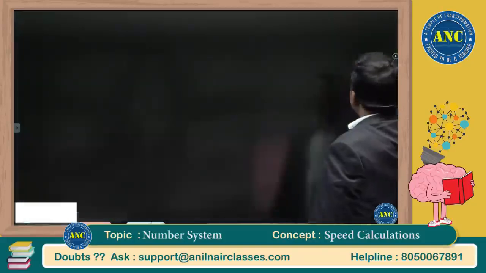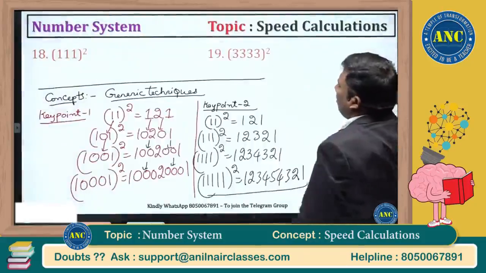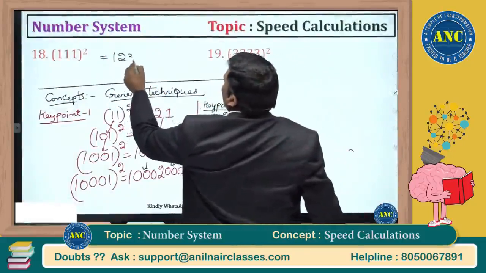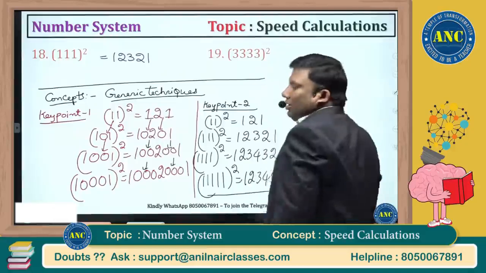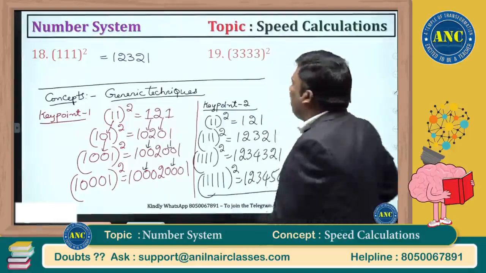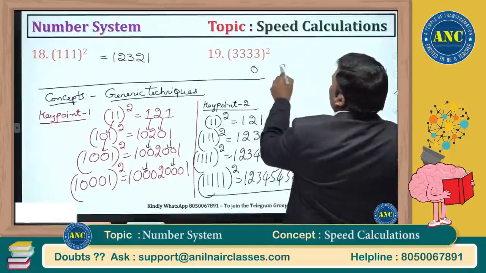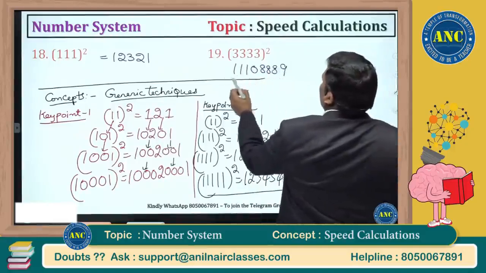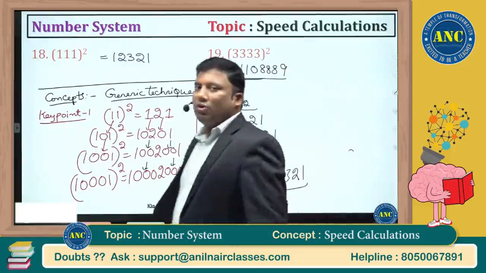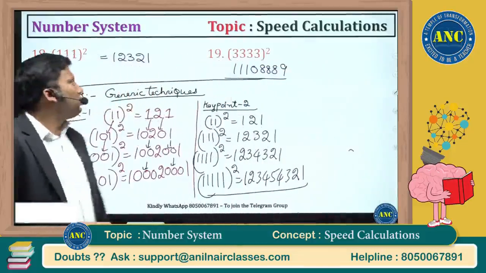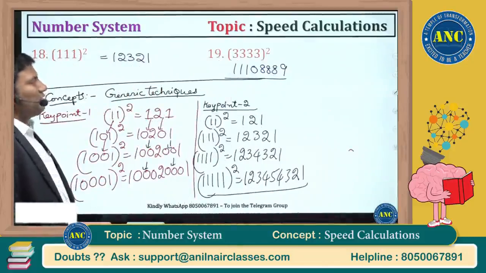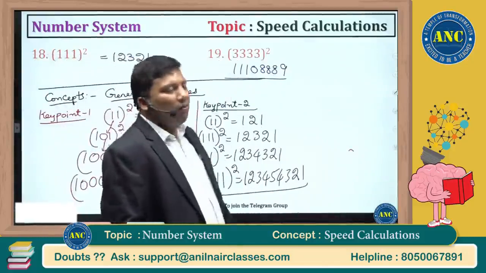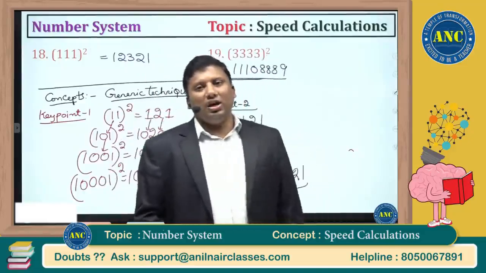Now see here. This question: 111 square. What will be the answer? 12321. The answer will be 12321. This is nothing but 3 square is 09, 1 less than 9 and 1 more than 0. Idea clear? So 111 whole square is 12321, and four 3s whole square is 11088889.